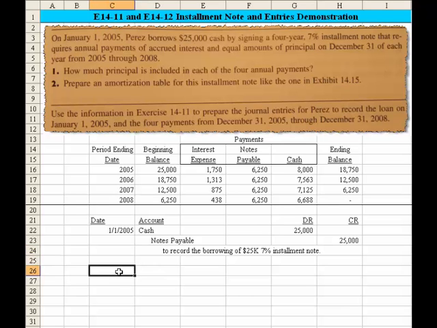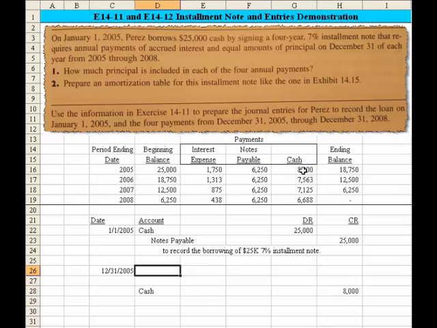Okay, then on 12/31/2005, we need to record the payment. Well, let's do the easy part first. Third line down is the credit to cash, and that credit to cash is equal to the amount in our installment, our amortization schedule right there, right?